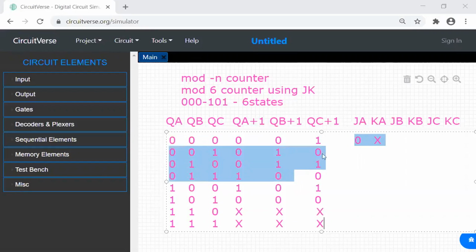Similarly, follow this and write the excitation table over here. So next is also 0 and 0, so this will again be 0 and X. Next combination, the third one, is also 0 and 0, so again it will be 0 and X.